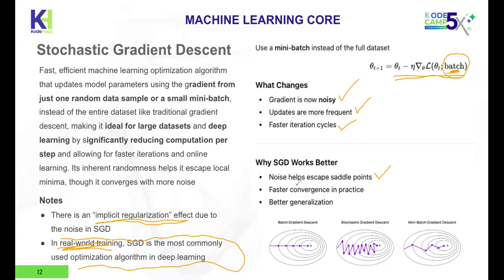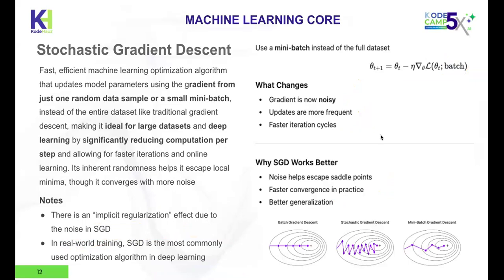SGD works better because the noise helps to escape saddle points, in particular saddle points, right? Faster convergence, it actually converges faster in practice, especially in large data sets, than batch gradient descent. And it also leads to better generalization simply because it finds better minima. It comes really close to getting the global minima. So that's SGD, the second optimization algorithm. We'll look at the third one.